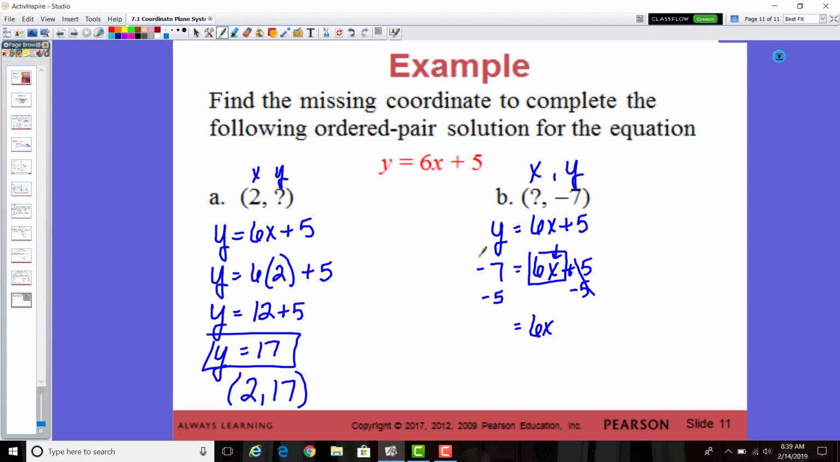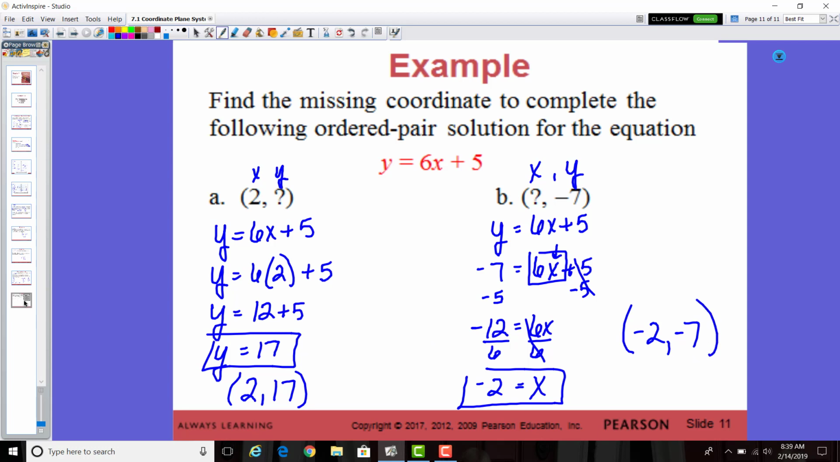So negative 7 minus 5 is negative 12. We can divide then by 6 to get x by itself and numbers on the other side, and negative 12 divided by 6 is negative 2. So my second ordered pair is, if y is negative 7, x has to be negative 2.